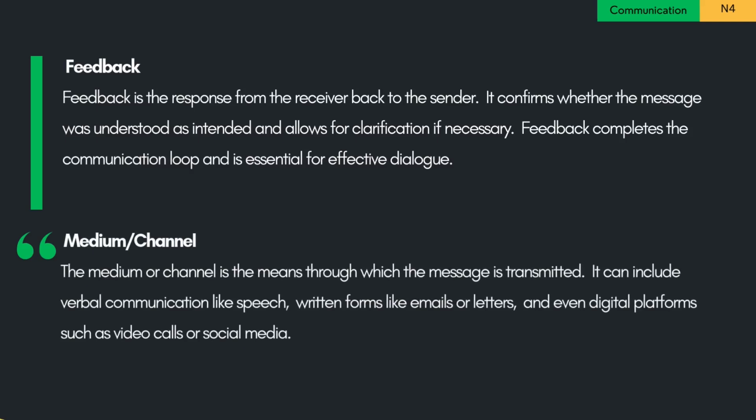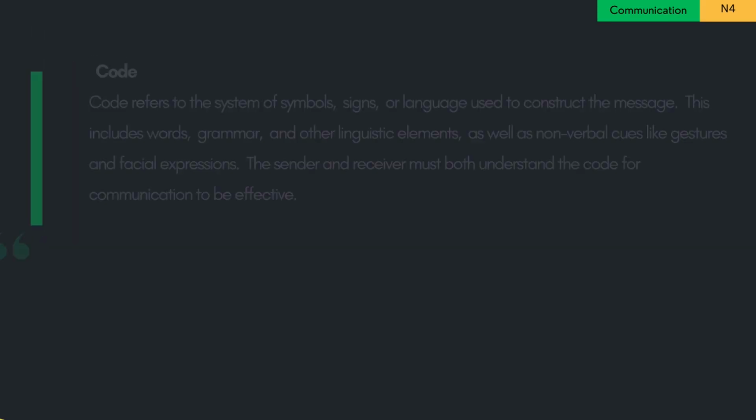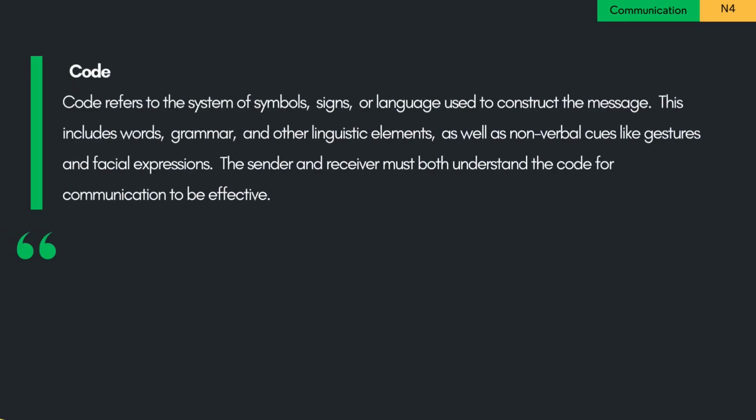5. Medium or channel. The medium or channel is the means through which the message is transmitted. It can include verbal communication like speech, written forms like emails or letters, and even digital platforms such as video calls or social media. 6. Code. Code refers to the system of symbols, signs, or language used to construct the message. This includes words, grammar, and other linguistic elements, as well as nonverbal cues like gestures and facial expressions. The sender and receiver must both understand the code for communication to be effective.